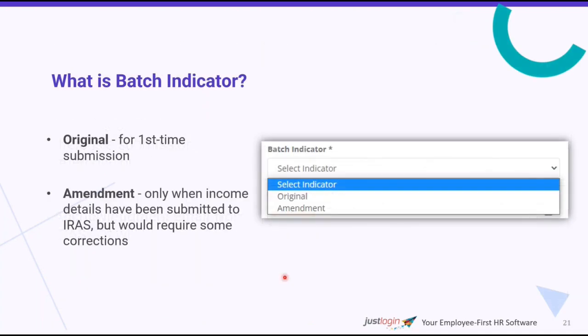What is batch indicator? There will be two, original and amendment. Original is for first-time submissions. Amendment is only when income details have been submitted to IRAS, but need some corrections.